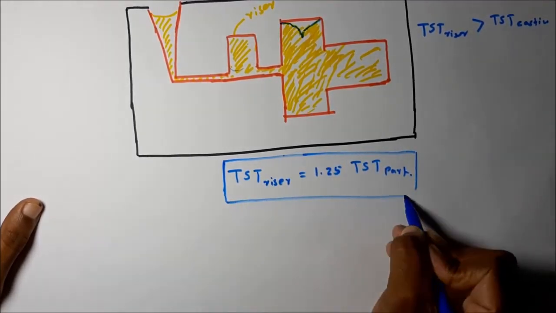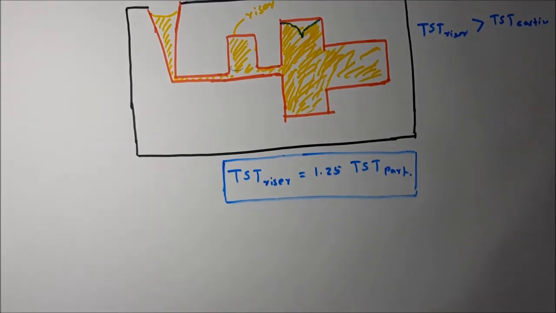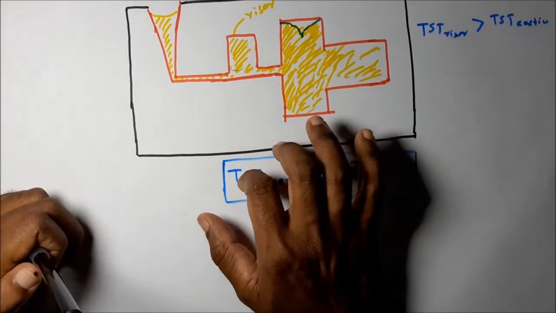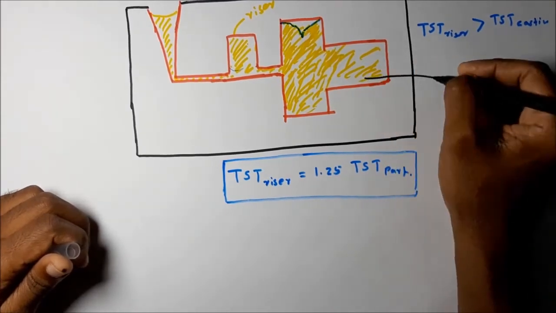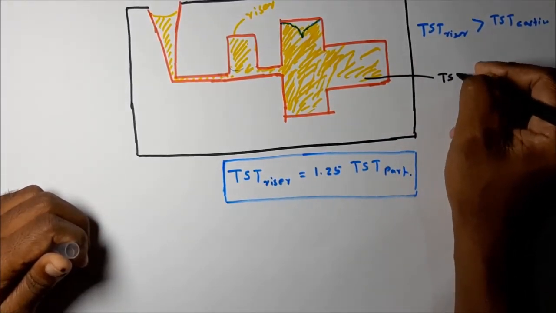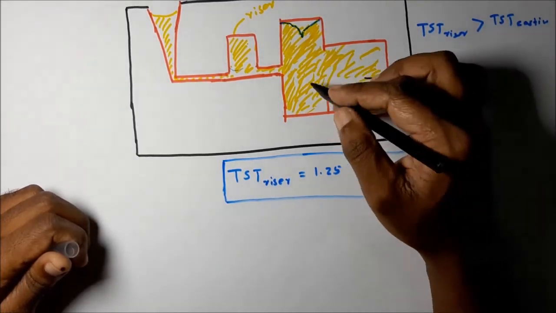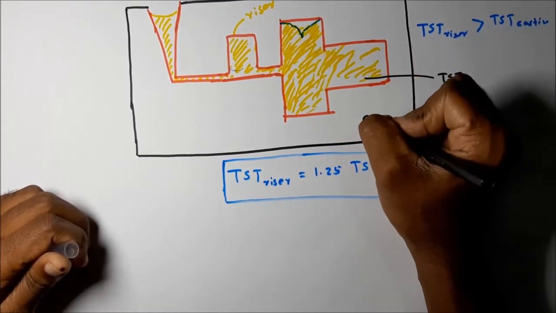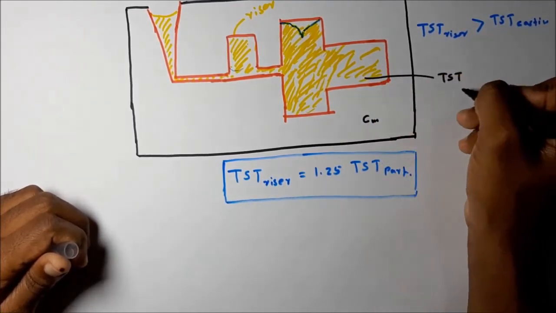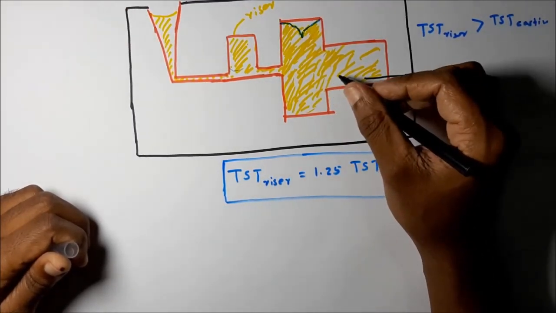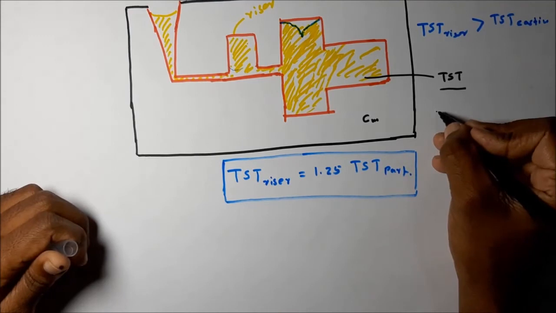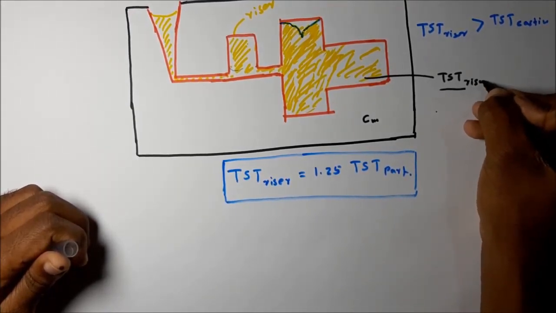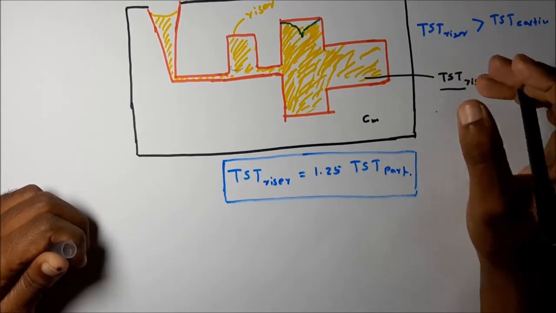The riser solidification time is 1.25 times the part solidification time. That means to get this solidification time, first we have to do the calculation for this one. We have to calculate the total solidification time. If you know the dimensions, and also if you know the Chvorinov mold constant, we can easily calculate the total solidification time for the part. Then we have to multiply it by 1.25. Then we can get the required total solidification time for the riser.